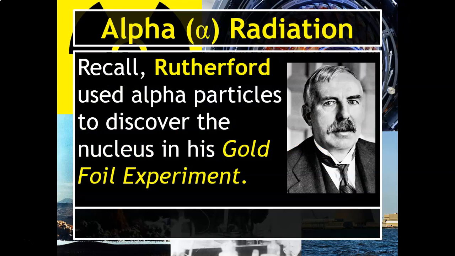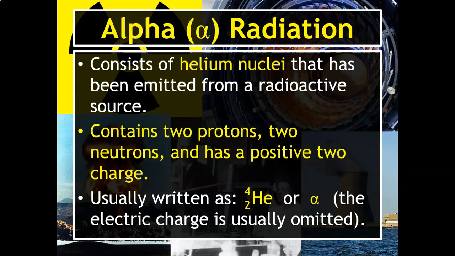Recall, Rutherford used alpha particles to discover the nucleus in his gold foil experiment. Alpha particles are really just helium nuclei, and it's written as 4/2 He like that, or just plain old alpha with the symbol alpha, and the electric charge, the +2, is usually omitted.